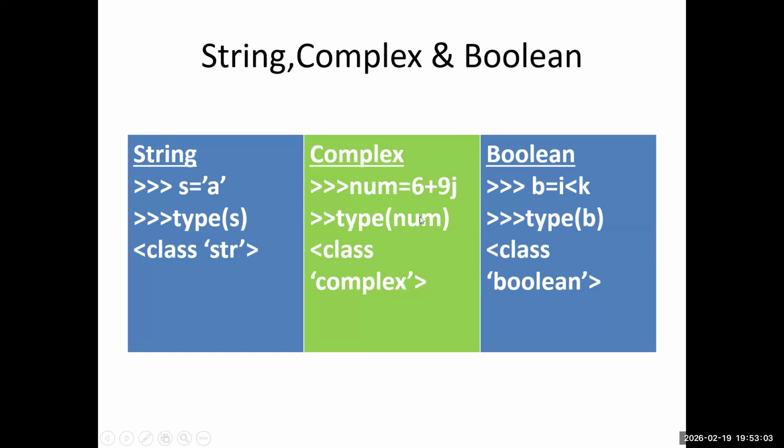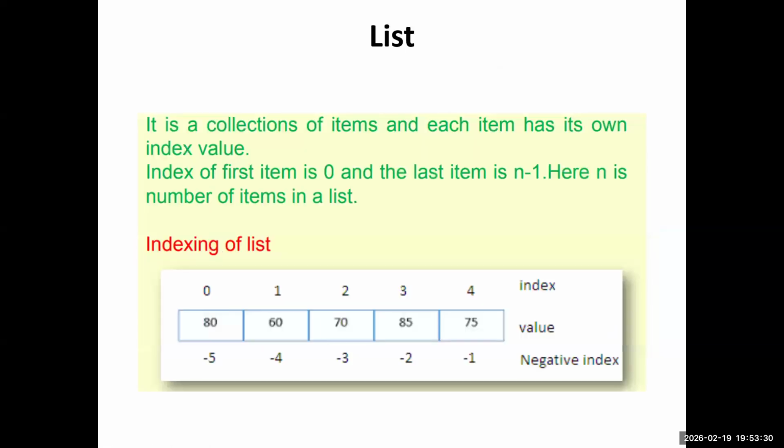Similarly, when the complex variable is passed into the type function, it will print complex. And boolean means you are checking a condition, I less than k, where I equal to 10 and k equal to 5. In that scenario, it will print a true or false value. So what is the type of b? It is based on the boolean data type. So this is an example for the data type.